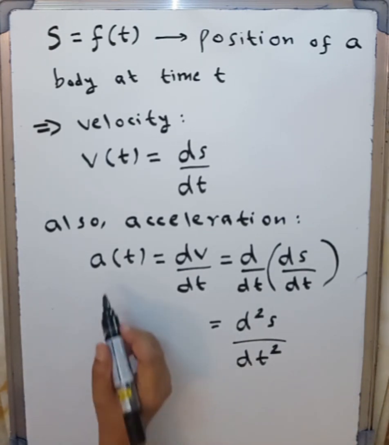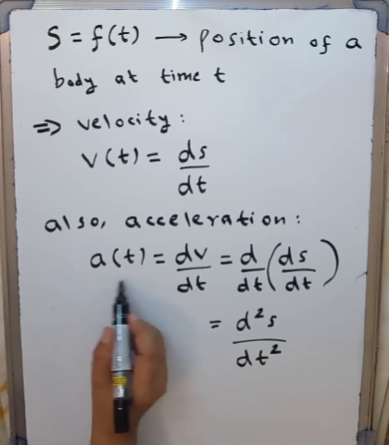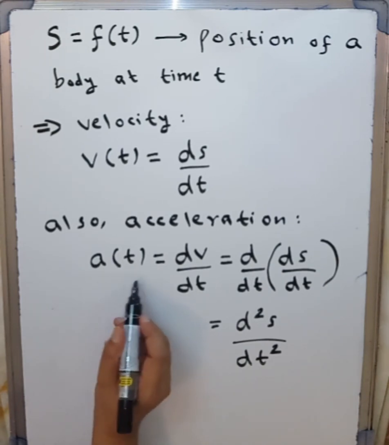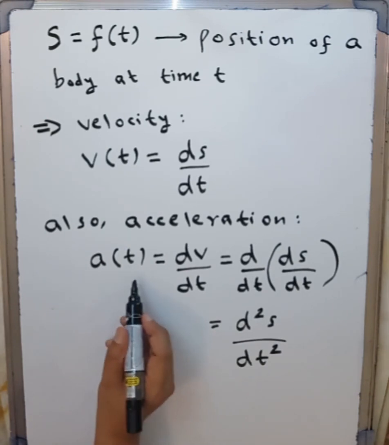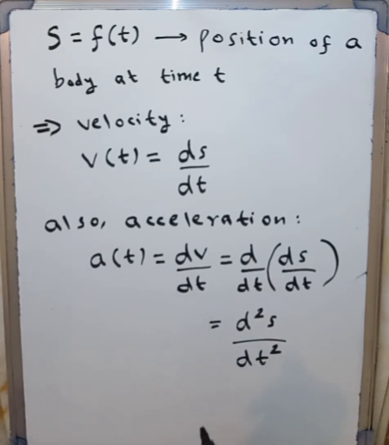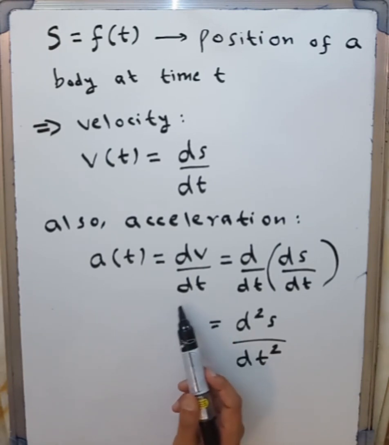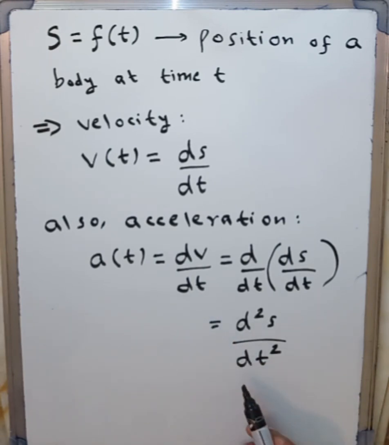So a(t), that is acceleration, we write it as a(t) because we know that acceleration is a function of time t. So this can be calculated by using the formula dv by dt, or in terms of s, we can find it by d square s by dt square.